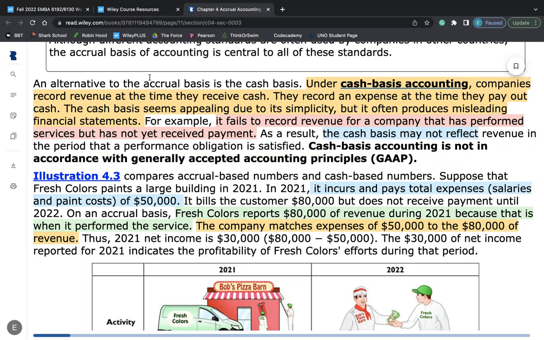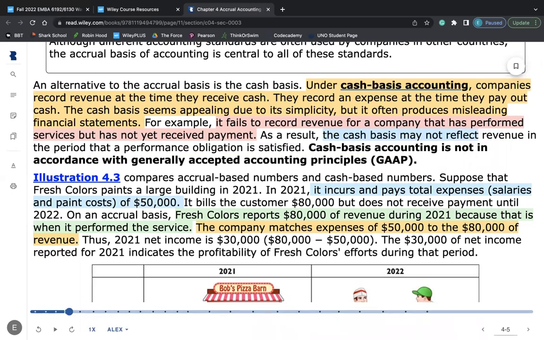Cash basis accounting is not in accordance with GAAP. If you ever see a true or false, remember, cash basis is not in accordance with GAAP. Let's move along to illustration 4.3.